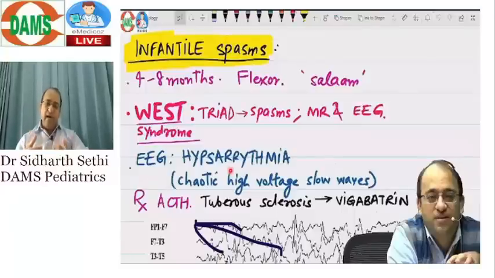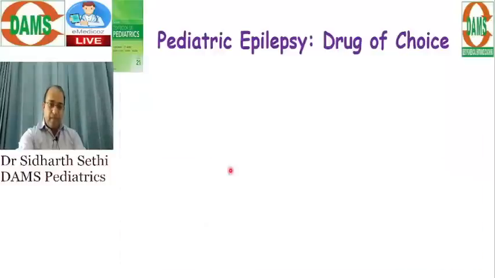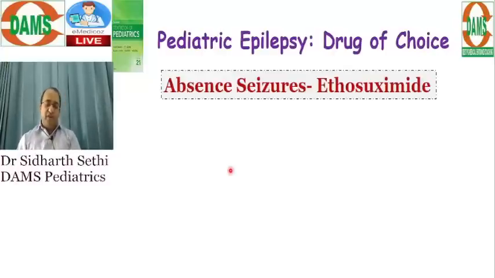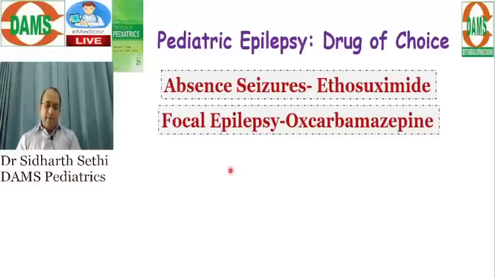In infantile spasms, the classic EEG, hypsarrhythmia, is a chaotic, high-voltage, generalized slow wave pattern. The drug of choice for infantile spasms is ACTH. Only for tuberous sclerosis, the drug of choice is vigabatrin. Let us just revise what the current issue of Nelson's textbook says. The drug of choice for absence seizures is ethosuximide. For focal epilepsy in children, it is oxcarbazepine.